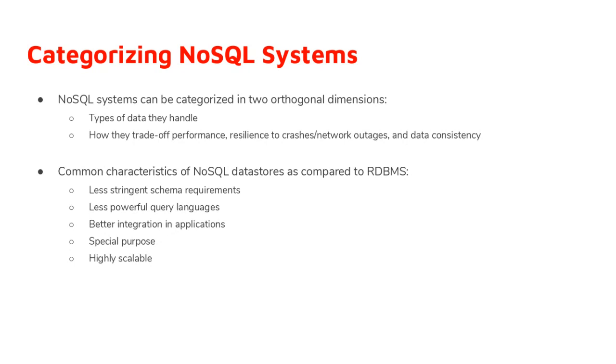Common characteristics of NoSQL compared to a relational database are typically a less stringent schema. So the schema is more free. You can have a more dynamic number of columns. Typically the query language is a little bit less powerful. You cannot have joins and group bys, for instance. Some systems only allow you to get a document and then save the document, and you cannot join different documents. So a little bit less power in the query.